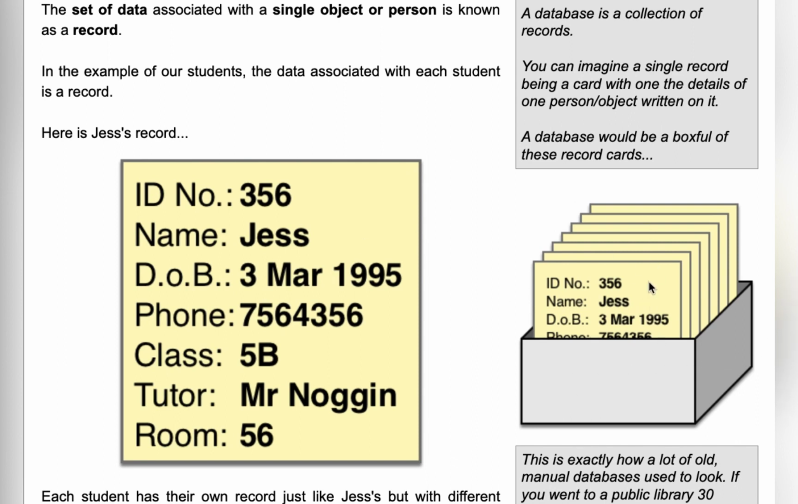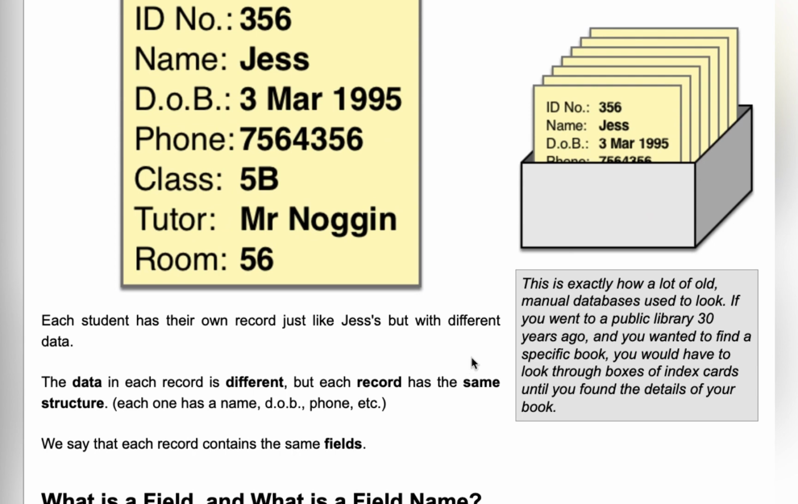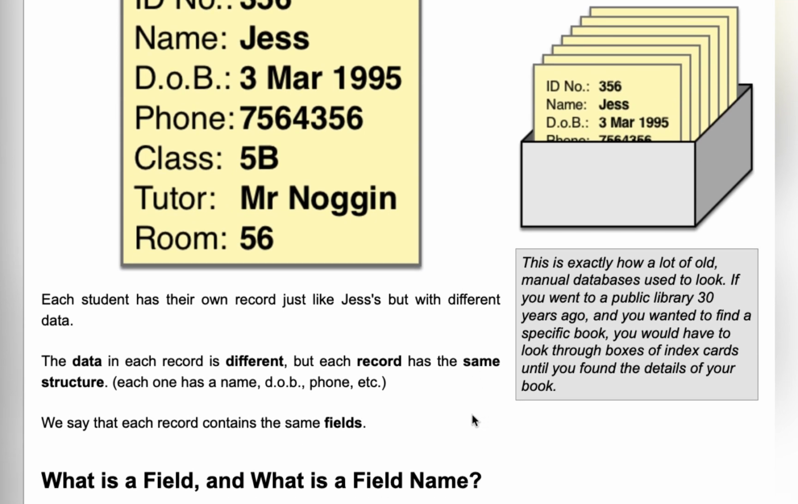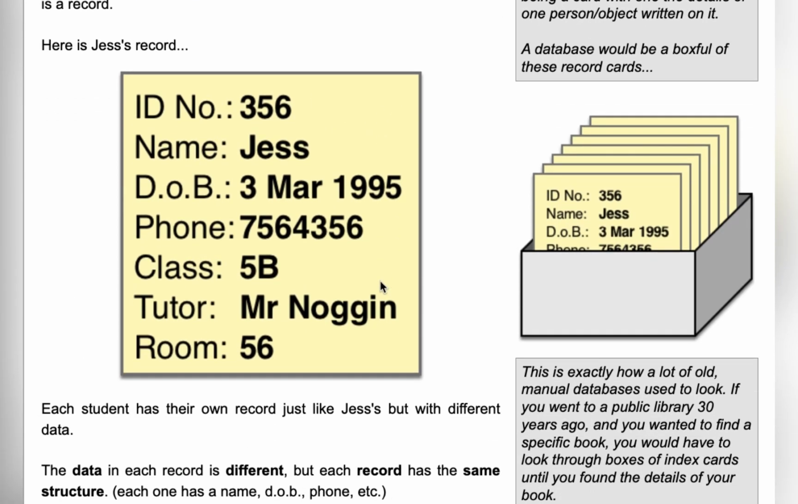The records are from every different student. Each card is from a different student. Each card represents a unique student. And if you put all of them in a box, then we call that a database. Each student has their own record, just like Jess' record, but different data. Now in the record, there are different data: numerical data, alphanumeric data, date data, you may even have currency data. In each record you have different types of data, but each record has the same structure.